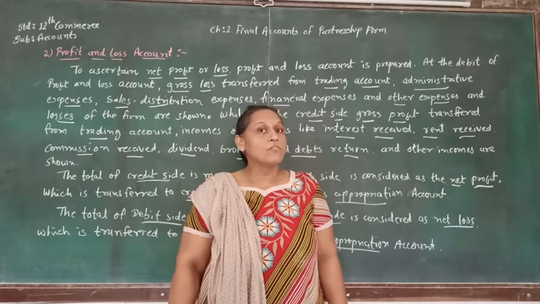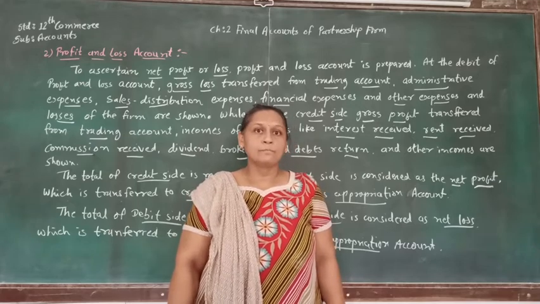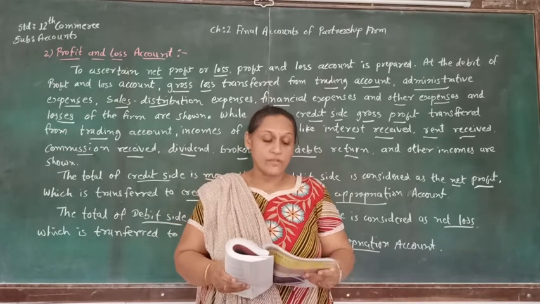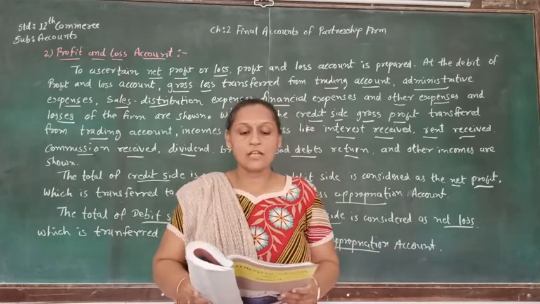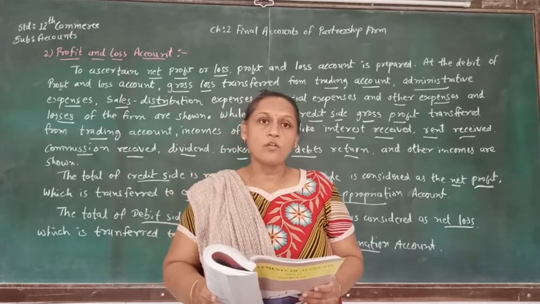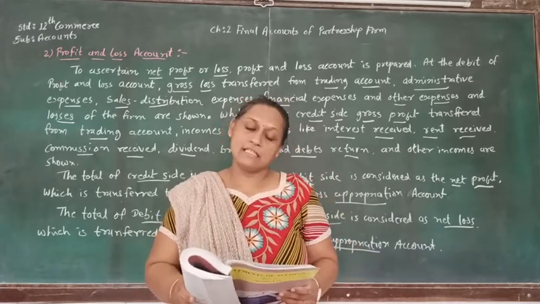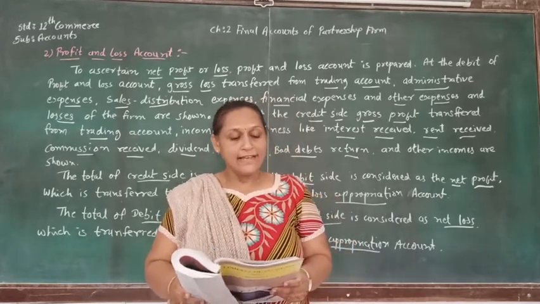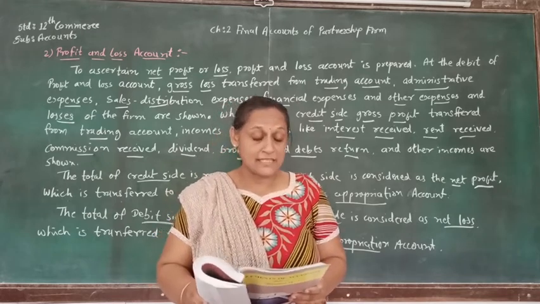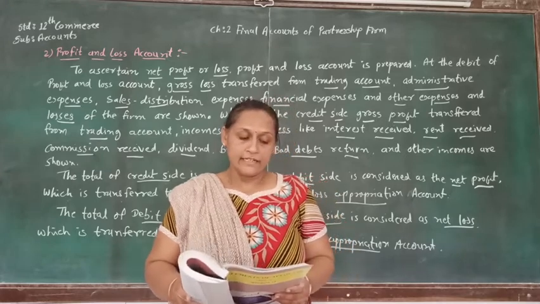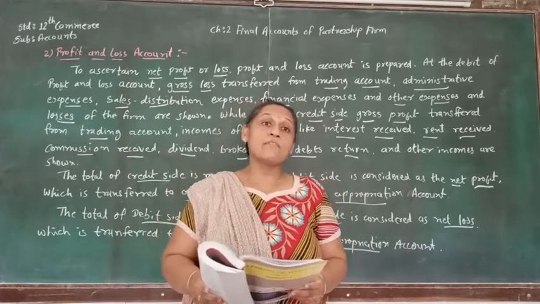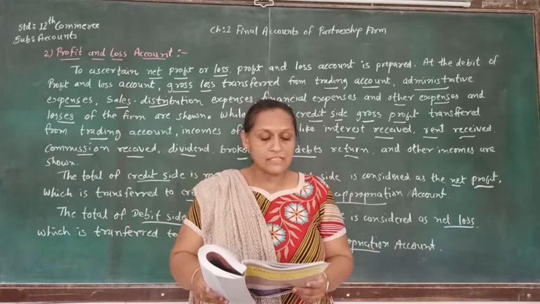Let's see with the help of a specimen. Specimen of profit and loss account. So here in the heading we have to write profit and loss account of the partnership firm for the year ending, whatever date is there. And here on the debit side, the very first thing given to us is the gross loss, transferred from the trading account. Then on the debit side, the first expense is administrative expenses.